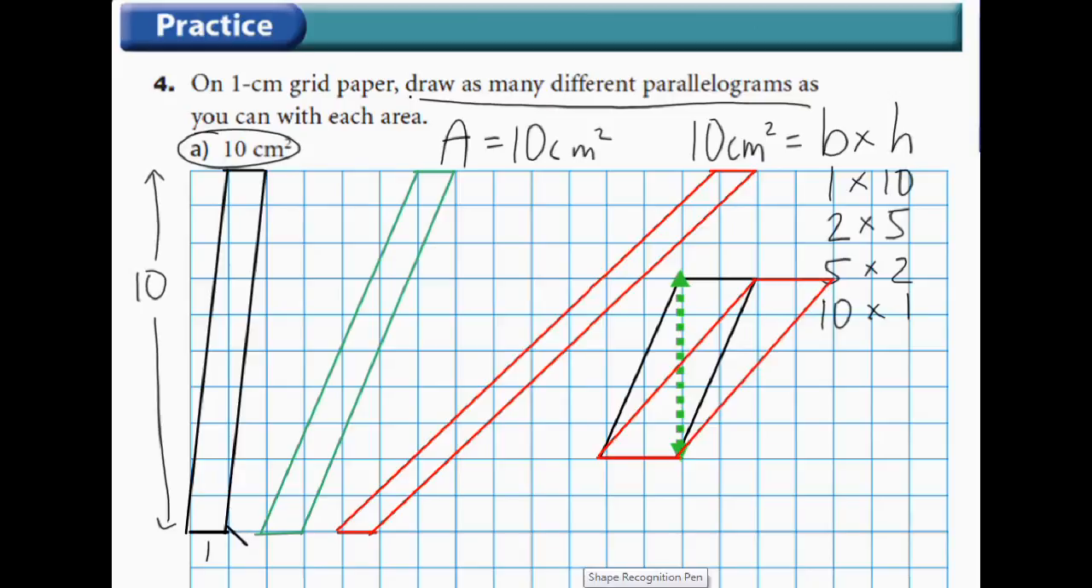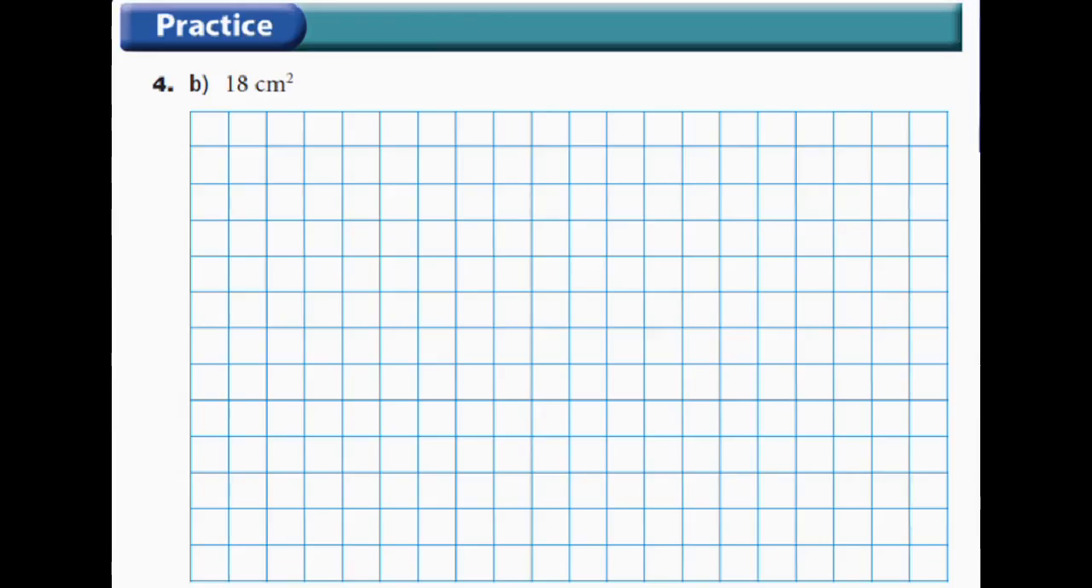So as you can see, the answer would be infinite. That's kind of a silly question. We could draw a million. We could extend this line on forever. So basically, once you know your base and height, as long as you keep changing the angle at which it goes, you could make an infinite number of parallelograms. Let's look now at number 5.